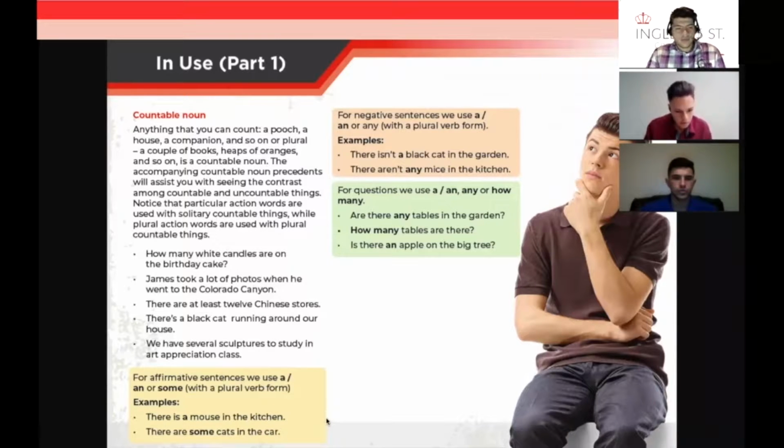For affirmative sentences, we use a, an, or some with a plural verb form. Examples. There is a mouse in the kitchen. There are some cats in the car.